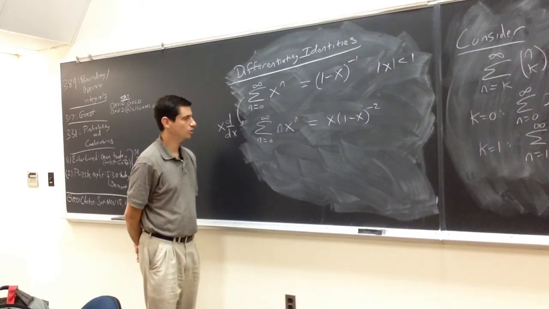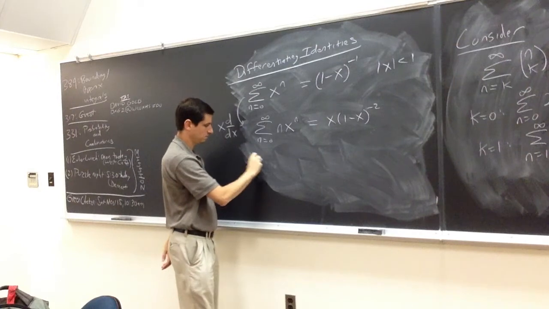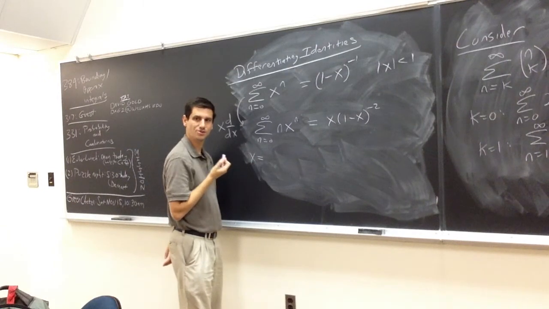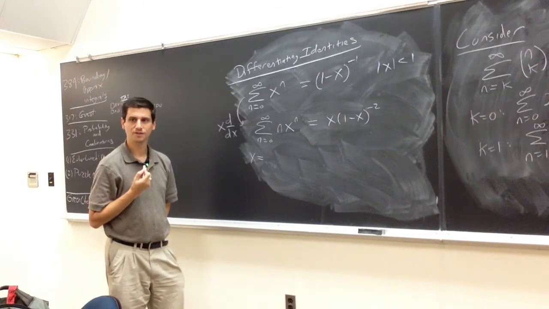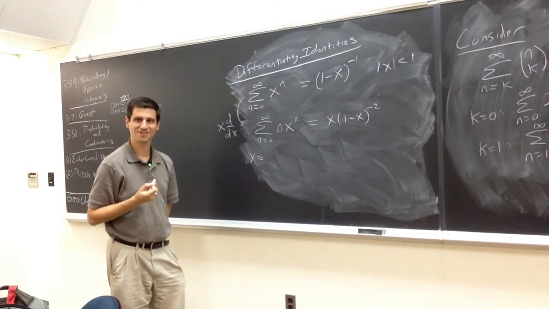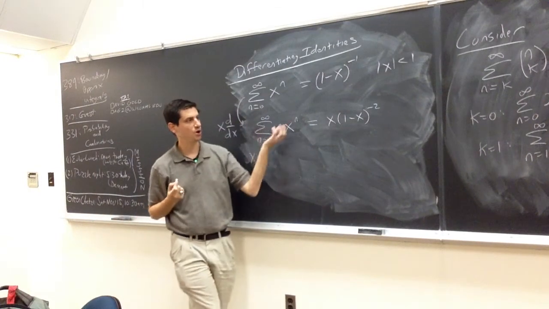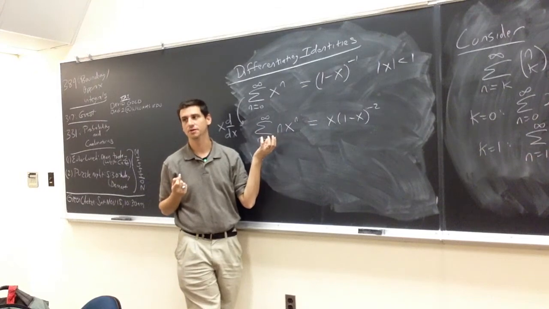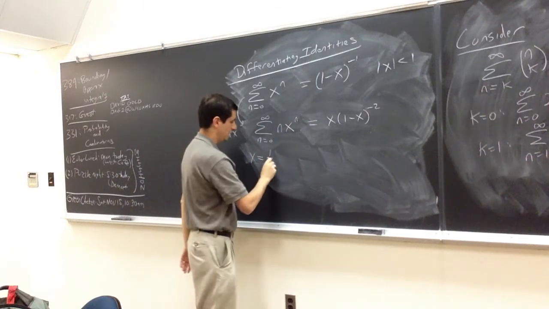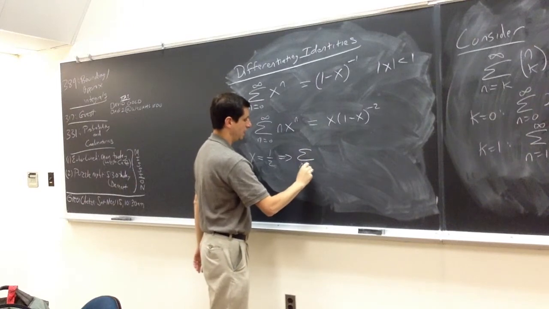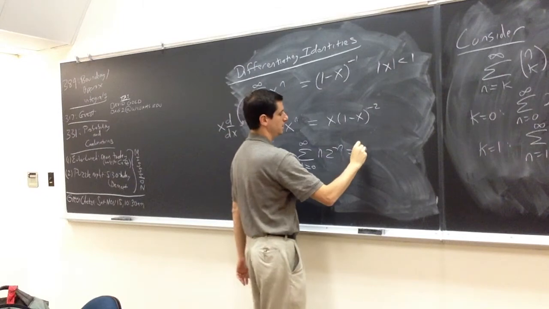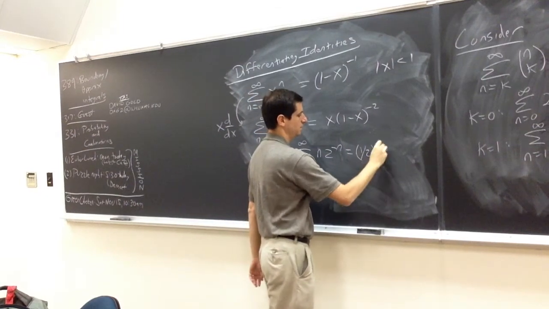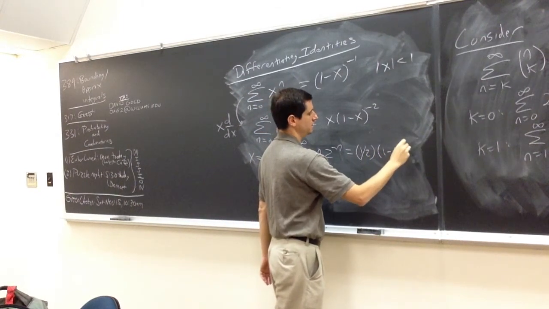And then what value of x do I want to take? So what value am I trying to study? Well, any value of x is fine, but for the problem we were looking at, what value do I want to take x to be? 1/2. And so that gives us the sum, n goes from 0 to infinity, of n times 2 to the minus n is 1/2 times 1 minus 1/2 to the negative 2.